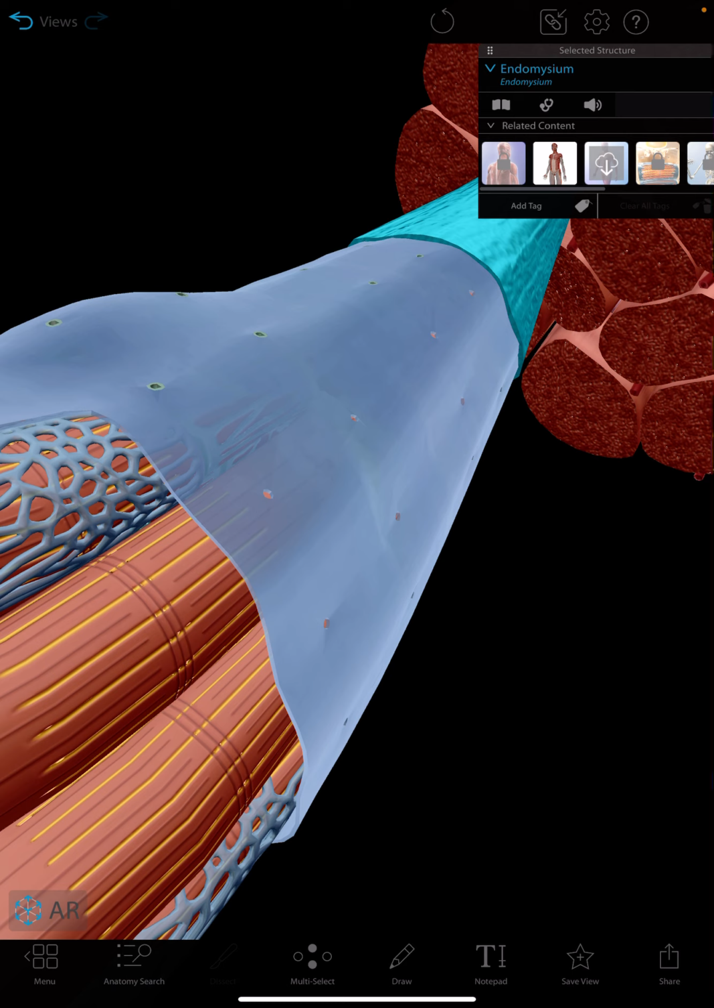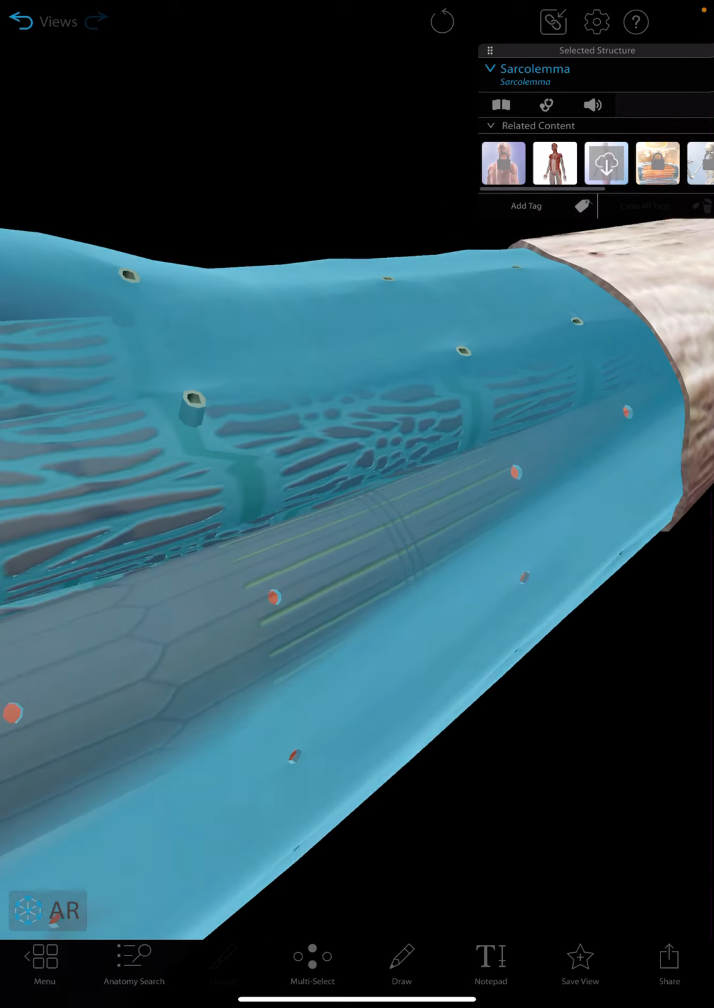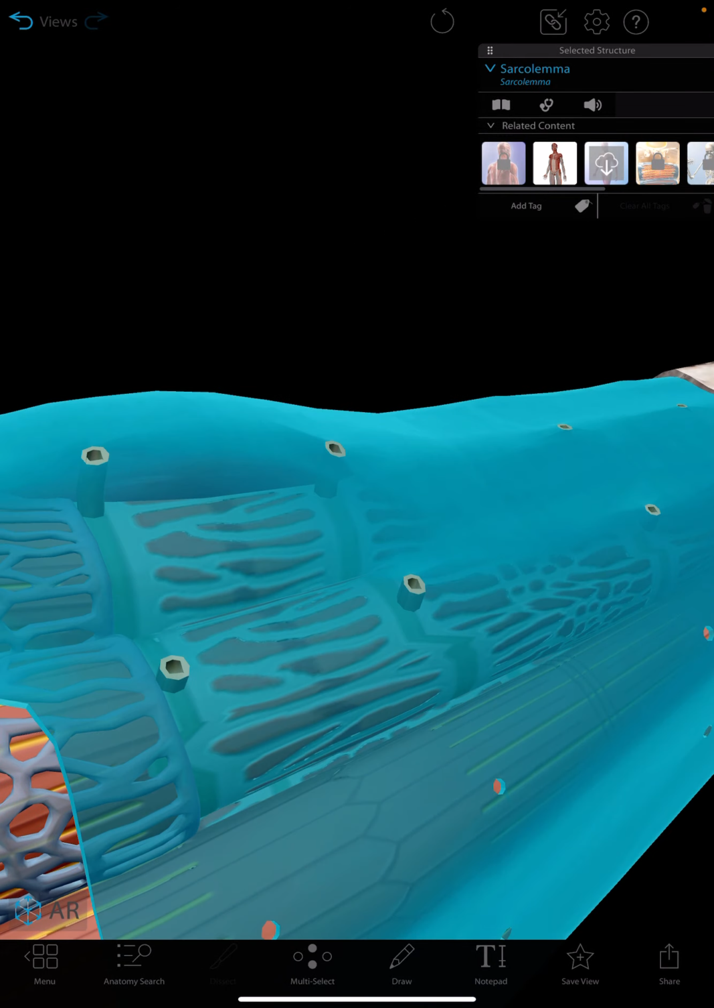Now, deep to this endomysium, you have another covering, another wrapping around a muscle fiber, which is called the sarcolemma. The sarcolemma is essentially the plasma membrane of our muscle fiber, our muscle cell. You'll notice here, and I can zoom in on some of these, these little circular regions, these circular little depressions in the sarcolemma.